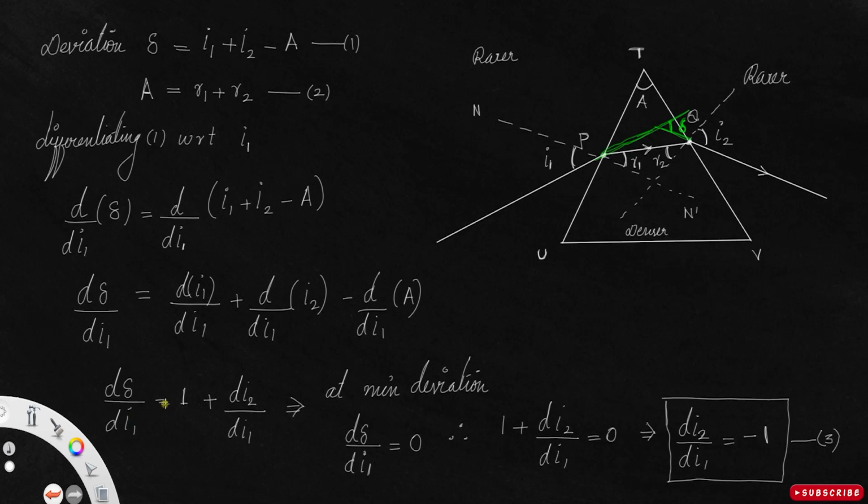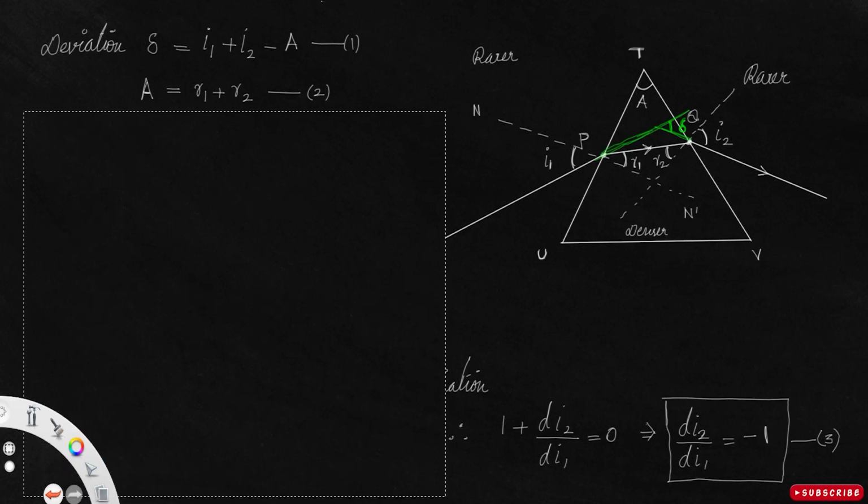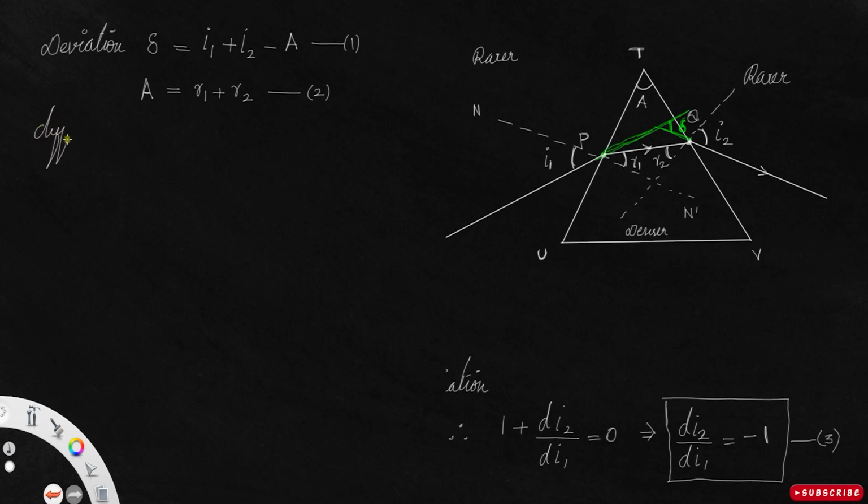Okay, now we have, let's take this equation, that is the second equation. Derive this equation also, that is, differentiate equation 2 also with respect to, let's take I1 again, differentiate with I1 again.